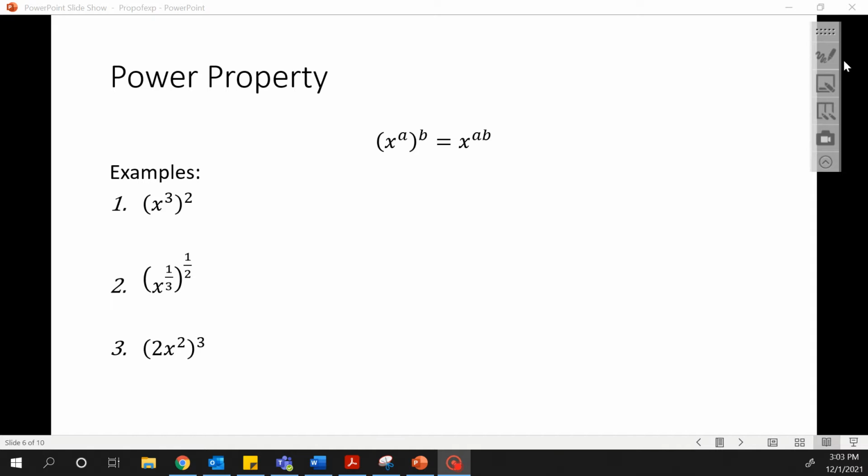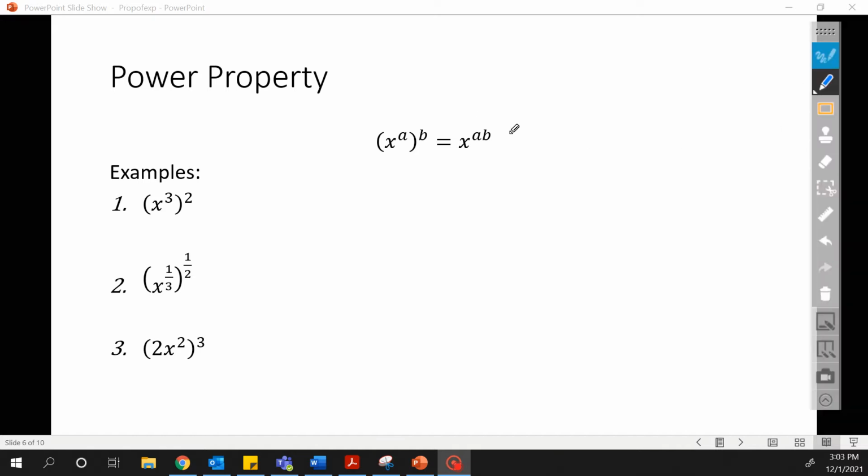Power property. The power property is very easy. You just distribute the exponent on the outside. It gets multiplied by every exponent on the inside. So x to the third squared, that would be x to the 3 times 2. You just multiply those together, which is x to the 6.